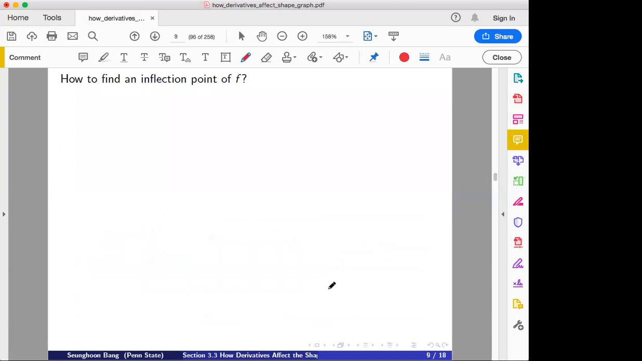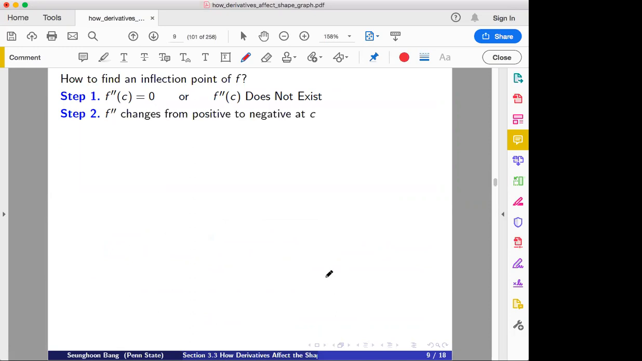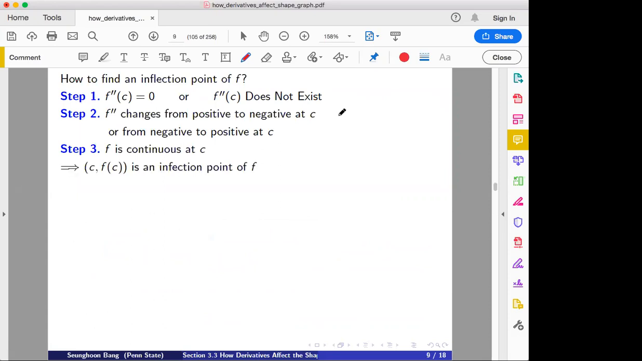So how can you find an inflection point? Step 1, the second derivative equals 0 or does not exist. Step 2, the second derivative changes from positive to negative or from negative to positive. What does it mean? Concave up or down. Next, the function f is continuous. This is the whole idea for checking an inflection point. In this case, C, f of C is an inflection point.